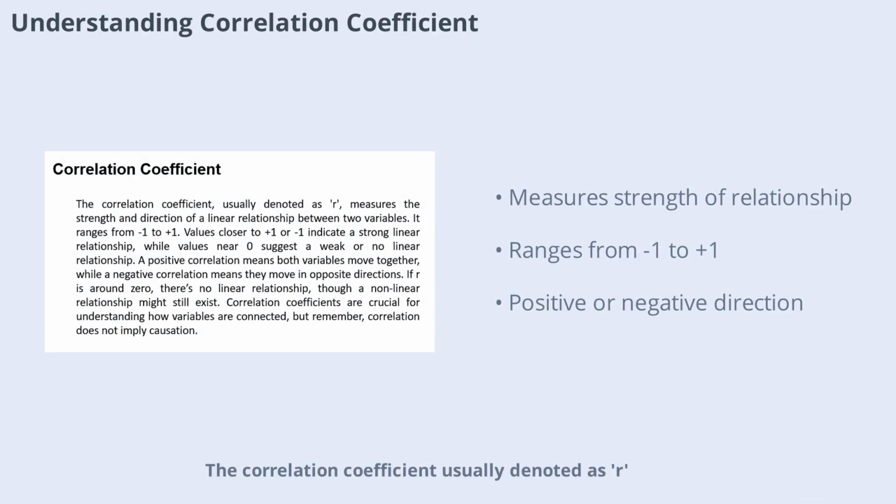Correlation coefficient, usually denoted as R, measures the strength and direction of a linear relationship between two variables. It ranges from -1 to +1. Values closer to +1 or -1 indicate a strong linear relationship, while values near 0 suggest a weak or no linear relationship. A positive correlation means both variables move together, while a negative correlation means they move in opposite directions. If R is around 0, there's no linear relationship, though a nonlinear relationship might still exist. Correlation coefficients are crucial for understanding how variables are connected, but remember, correlation does not imply causation.